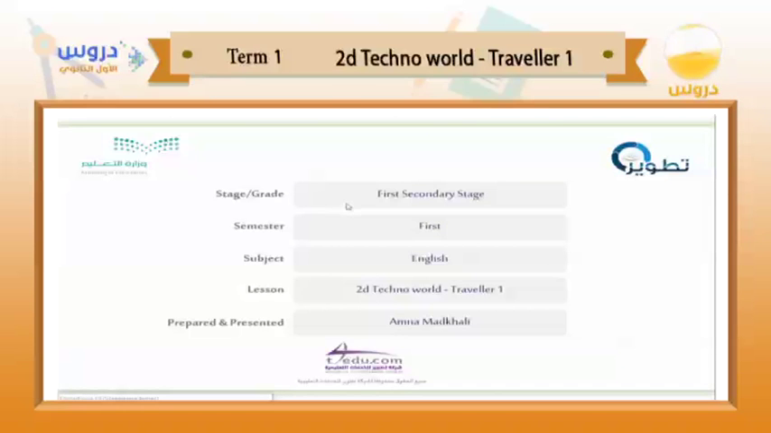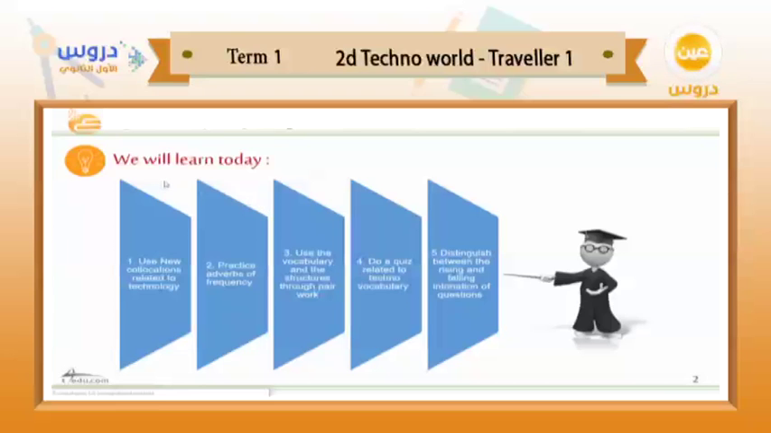Today, inshallah, I'm going to start our first secondary stage, the first semester. The title of our lesson for today is going to be 2D Techno World Traveler 1, prepared and presented by myself, Teacher Amna Madkhali. In today's lesson, inshallah, we will learn how to use new collocations related to technology and how to practice adverbs of frequency. We are also going to use the vocabulary and the structures through pair work. We're going to do a quiz related to techno vocabulary and distinguish between the rising and falling intonations of questions.